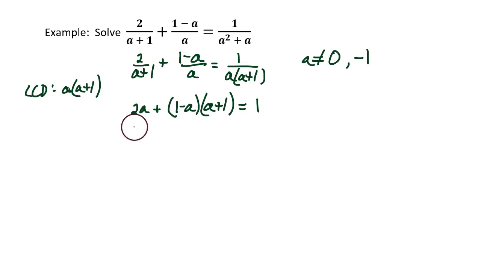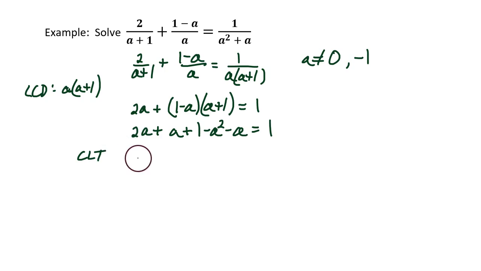Now solve. This can be multiplied together. 1 times a is a. 1 times 1 is 1. Negative a times a is negative a squared, and negative a times 1 is negative a. Next step, combine like terms. And let's rearrange it and get the quadratic term first. So I'm going to write the negative a squared first, and then combine a terms. 2a plus a is 3a, and later minus a takes us back to a 2a. And we have the plus 1, and over here a 1.